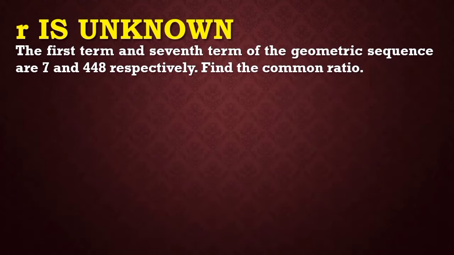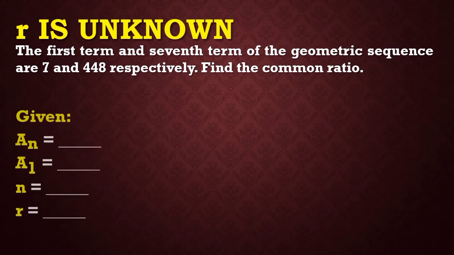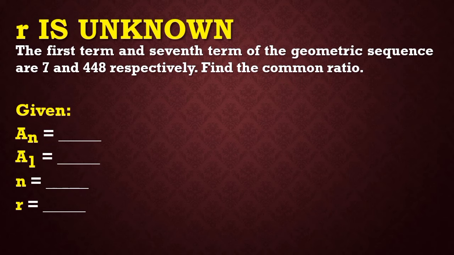Next, what about if the common ratio is unknown? So, the first term and 7th term of the geometric sequence are 7 and 448 respectively. Find the common ratio. So, let's have the given. So, a sub n, so yun yung 7th term, which is 448. And then yung ating first term is yung 7. Now, what is n? That is 7. Our r is the unknown.